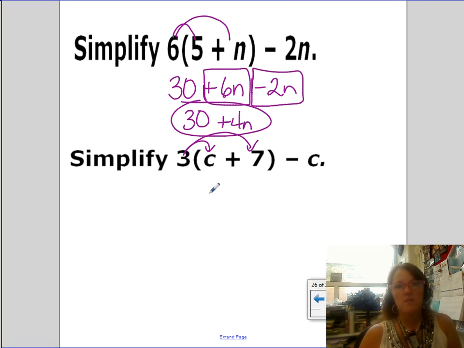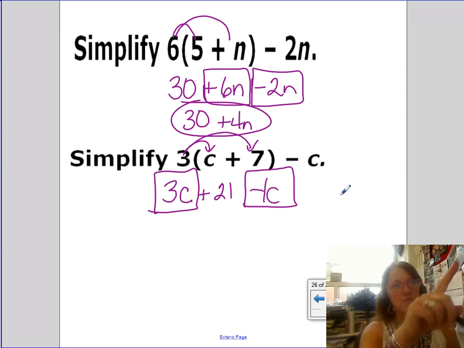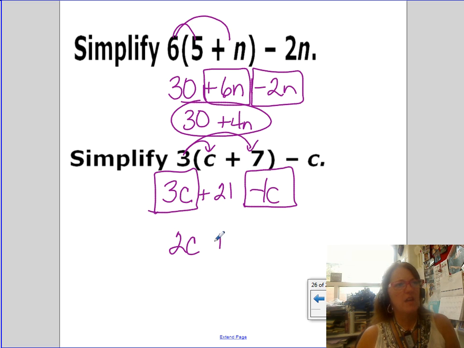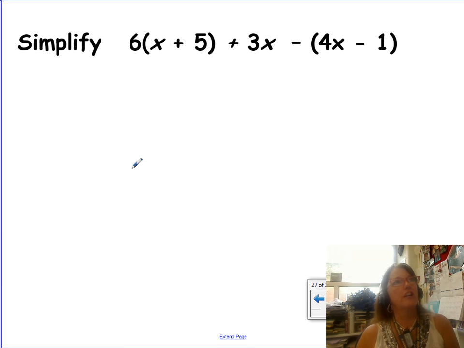All right, let's distribute this guy. 3 times the c plus 3 times that positive 7. And then there's this minus c at the end. First things first, remember that that's a 1. Combine your like terms, and always, keep that negative sign with that 1c. That gives me 2 c's. And then I have a 21. That's it.